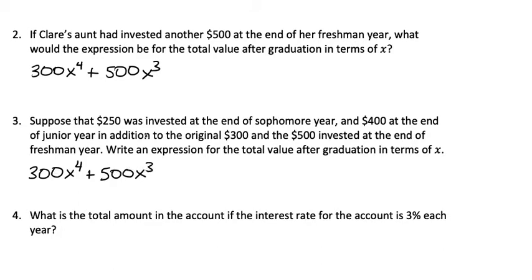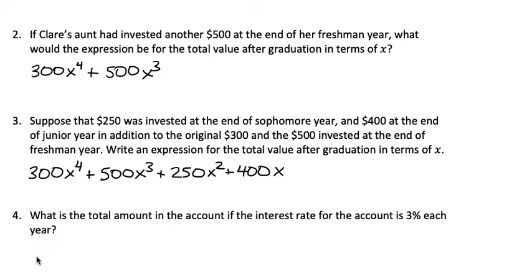Now we're saying that $250 was invested at the end of sophomore year. So that means that $250 had 2 years in the account. So it would be 250 times x squared. We also have $400 invested at the end of junior year. So $400 was in the account for 1 year. Now I can write x to the first if I want to, but we don't need to write an exponent if it's a 1. So I could just write 400x as well. Either way is fine.